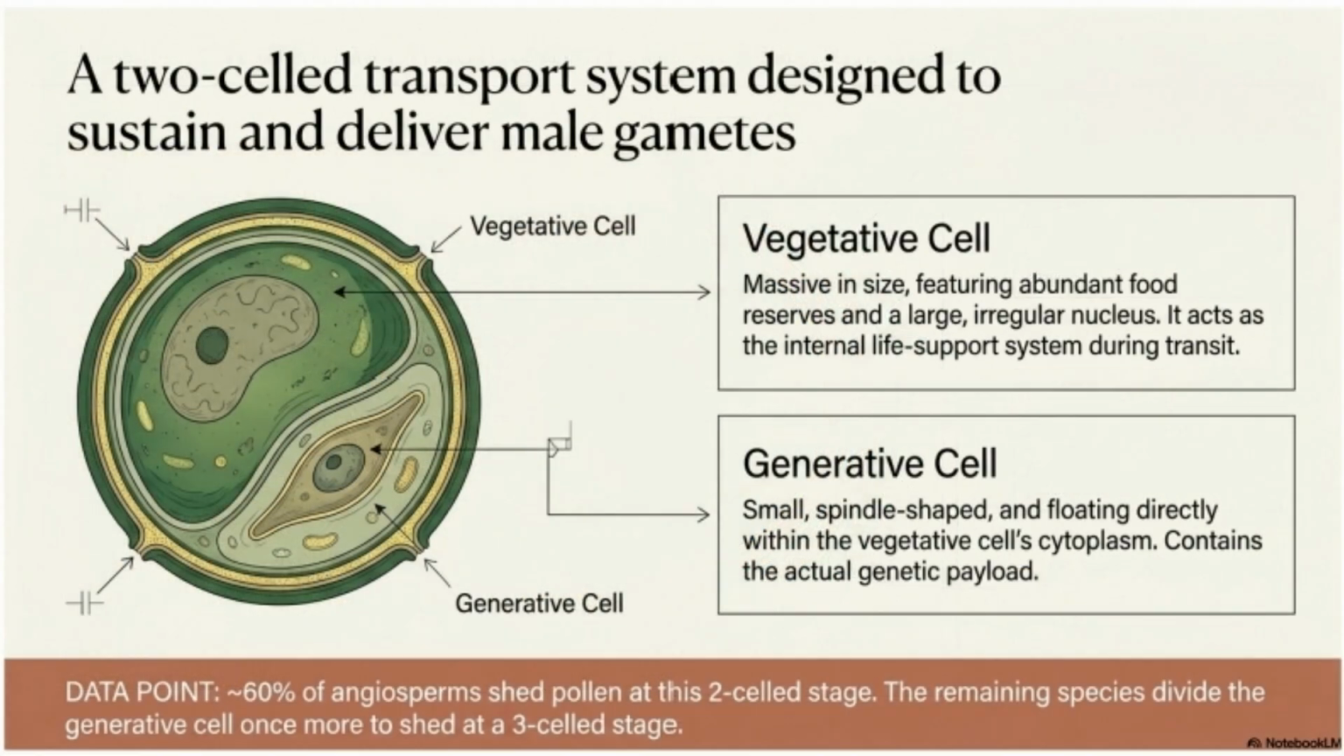Inside that armored shell is a smart, two-celled transport system. First, there's the massive vegetative cell, which holds abundant food reserves and an irregular nucleus. It acts as the internal life support system during transit. Floating right inside its cytoplasm is the smaller, spindle-shaped generative cell, which carries the actual genetic payload. Fun data point for your exams. In about 60% of flowering plants, pollen is shed at this exact two-celled stage. In the remaining 40%, the generative cell divides one more time before shedding, making it a three-celled system.